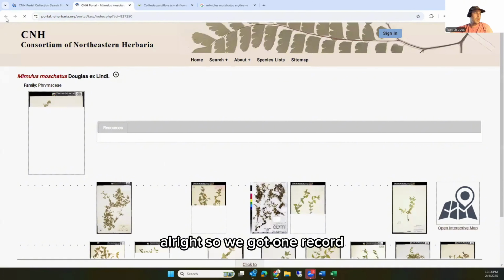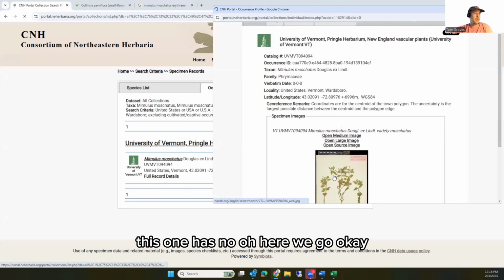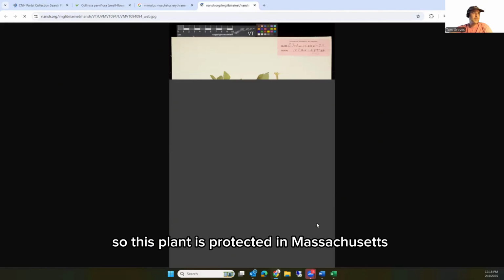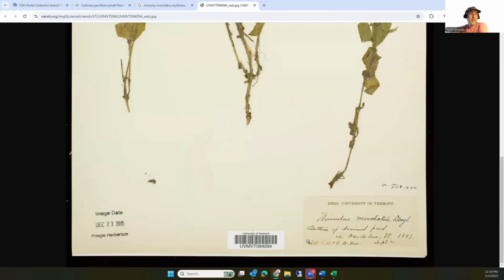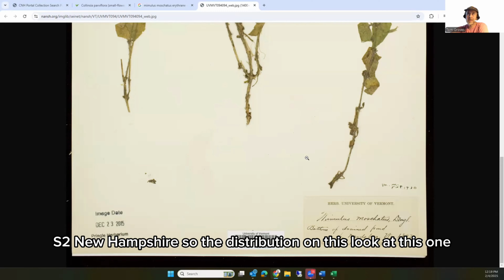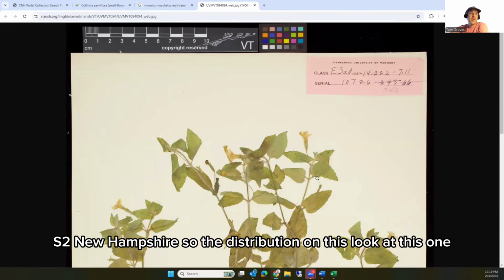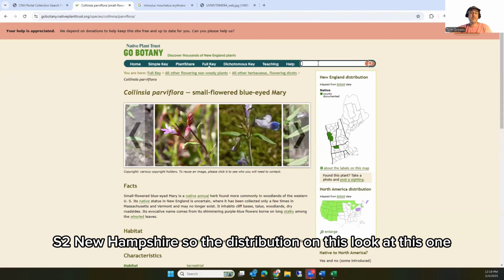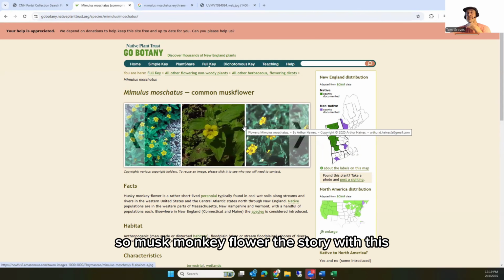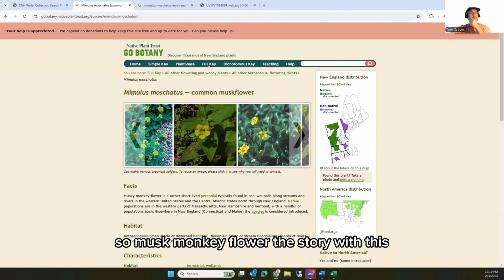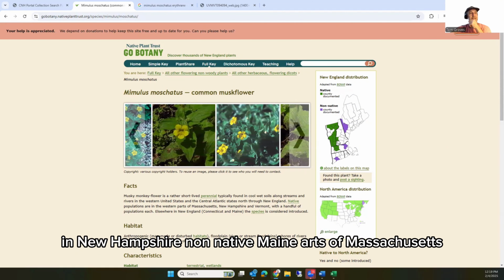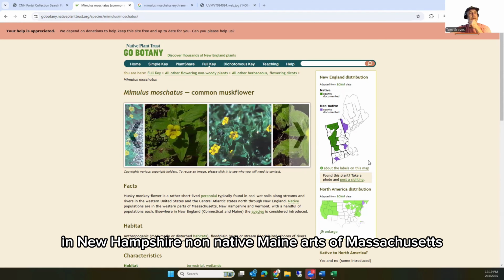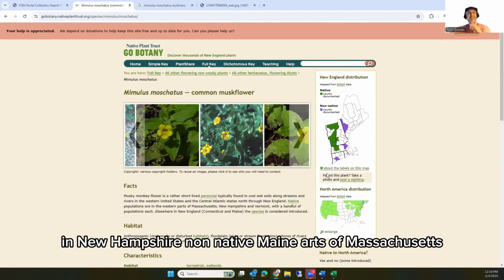All right, so we got one record. Oh, here we go. Okay, so this plant is protected in Massachusetts. It's an S3 in Vermont, S2 in New Hampshire. So the distribution on this, let's look at this one. So musk monkey flower, the story with this: it's listed as native in Massachusetts, Vermont and New Hampshire, non-native in Maine, parts of Massachusetts, and Connecticut.